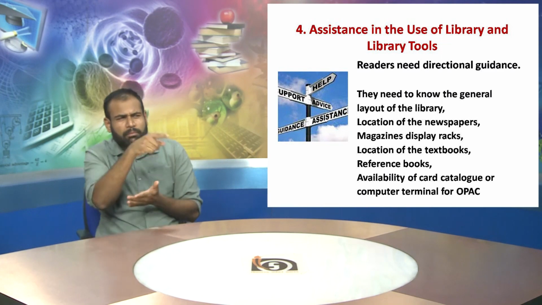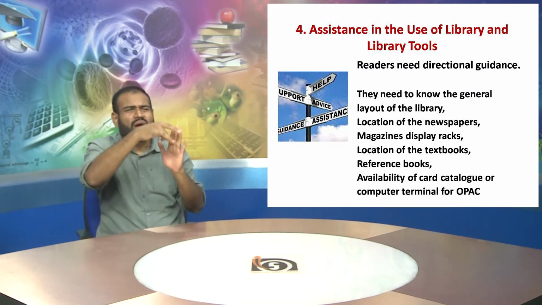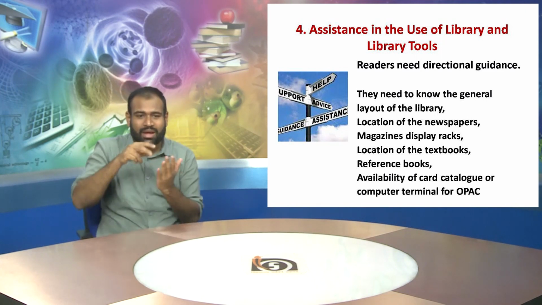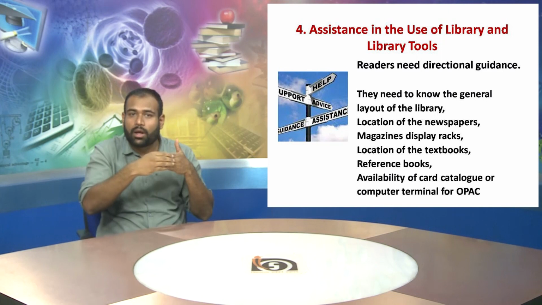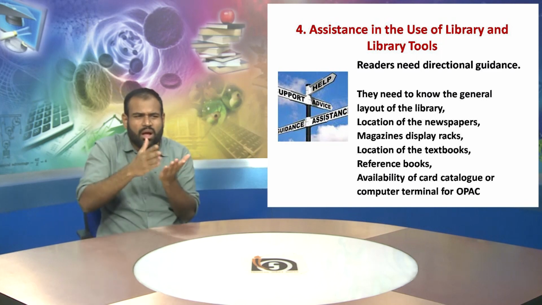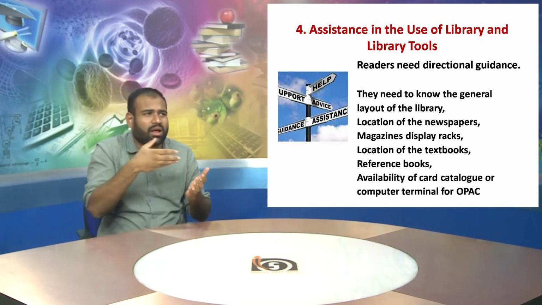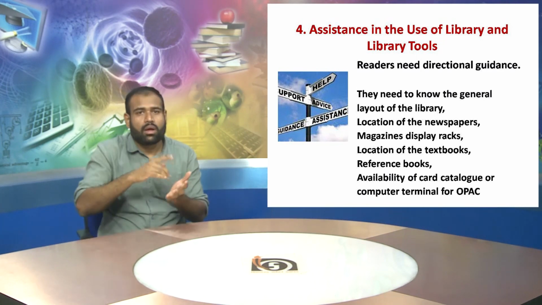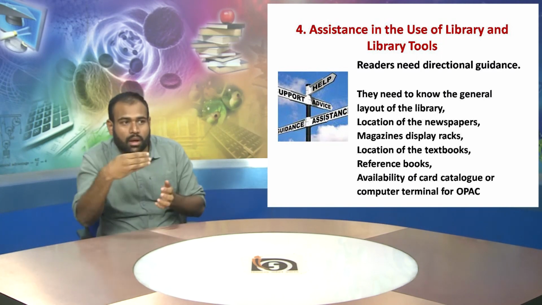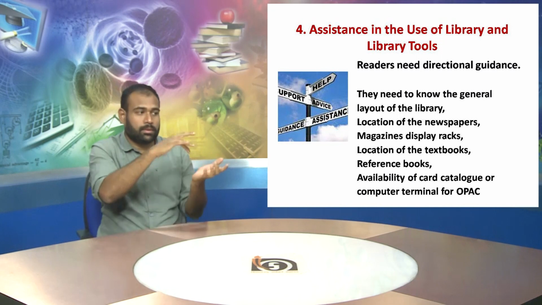This is the fourth essential service, which is assistance in the use of library and library tools. Readers need directional guidance, and they all need to know the general layout of the library, location of the newspapers, magazines, display racks, location of the textbooks, reference books, availability of card catalog or computer terminal for OPAC.